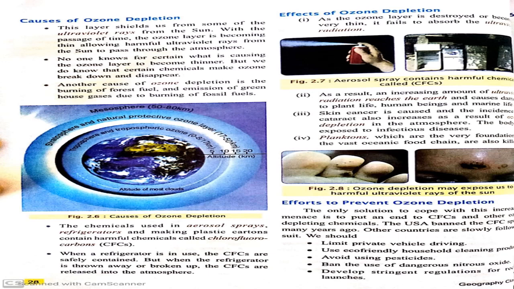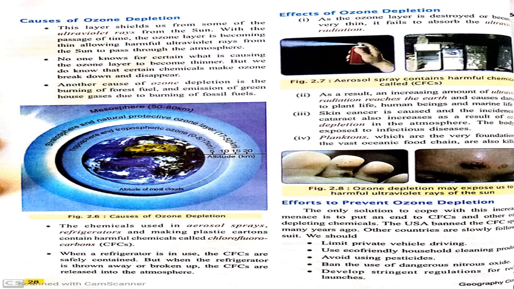No one knows for certain what is causing the ozone layer to become thinner, but we do know that certain chemicals make ozone break down and disappear. So the actual reason for the ozone layer to become thin is still unknown, but what we know is that certain chemicals can make ozone break down and disappear.